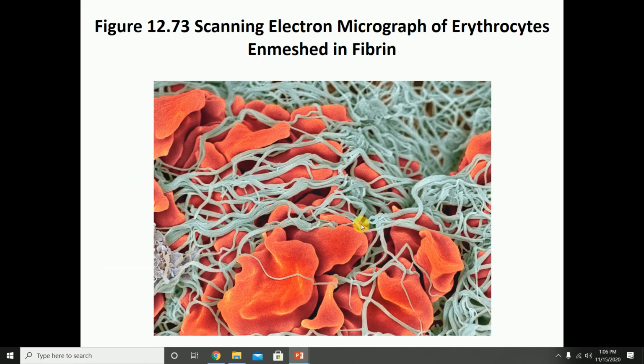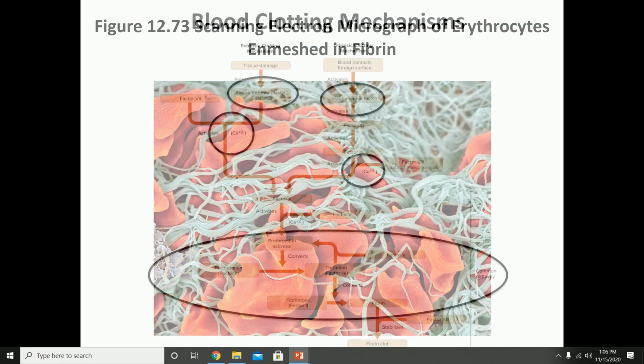So let us see. This right here is what a blood clot is. You can see these fibrin proteins, which are now insoluble, and they are tangling all of the red blood cells, and other blood cells are going to be tangled in there. So that's basically what a blood clot is: fibrin tangling RBCs and other blood cells.